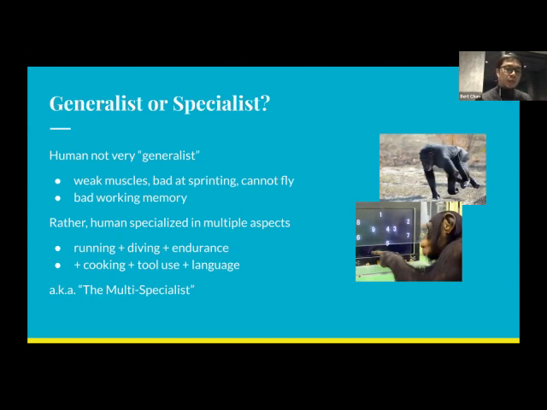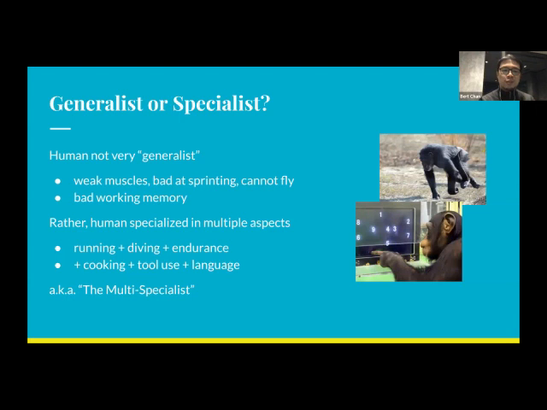In many discussions of human adaptations, we often call humans generalists. But I would argue that humans are not very generalist, because we are good at some things, but we are actually very bad at many things. We are bad at short distance running, we cannot fly, and we have weak muscles. And we have bad working memory, even compared to our chimpanzee close relatives.